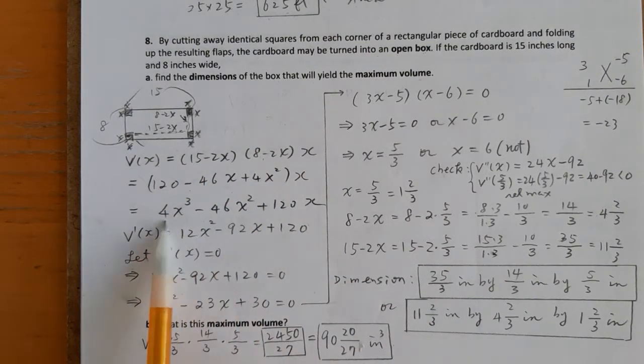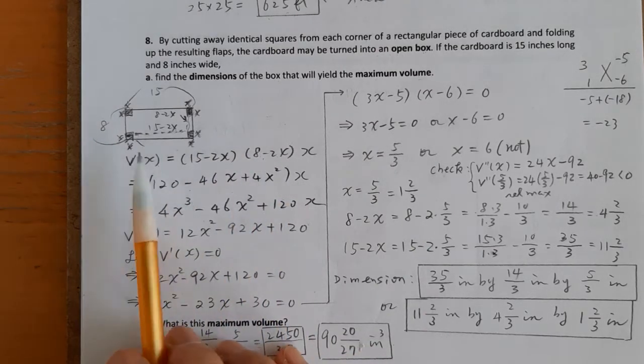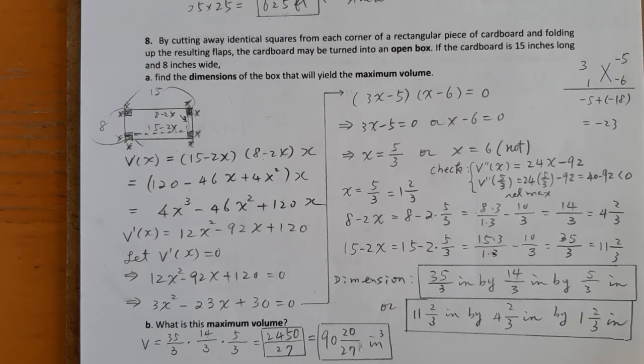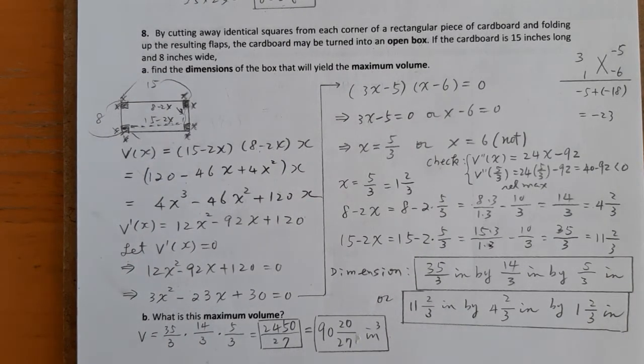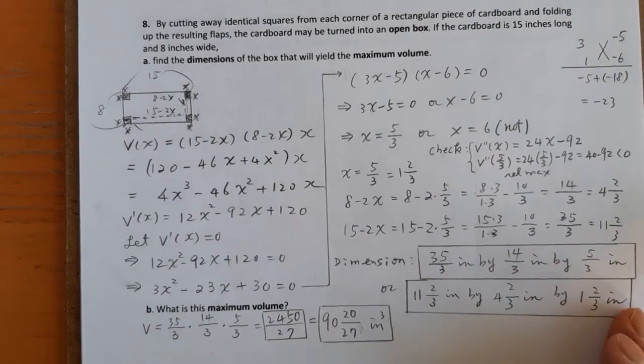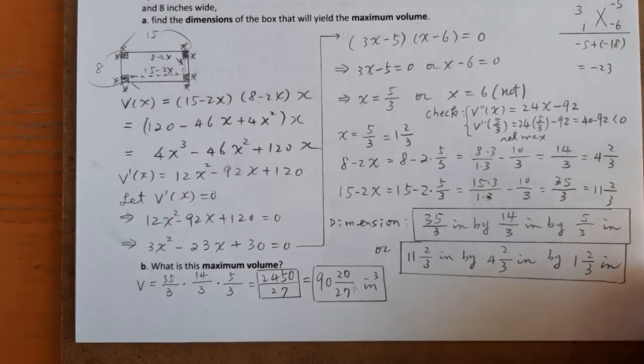In other words, we need to find out what x is. Make the volume V of x function value a maximum. And you can use the first derivative test or second derivative test to figure out the relative maximum value. Let's try. First of all, we have to multiply out the function.